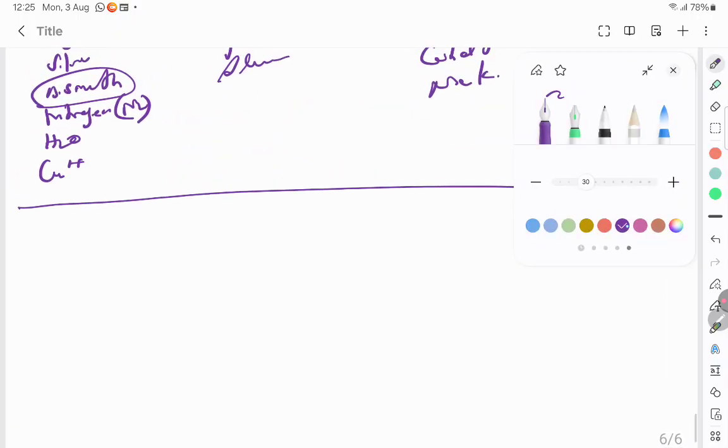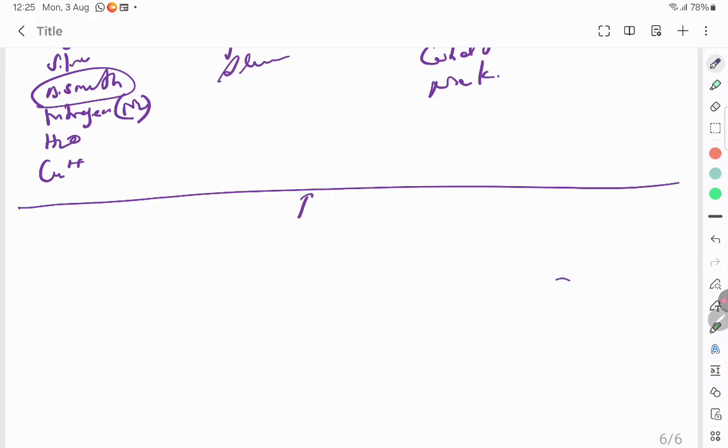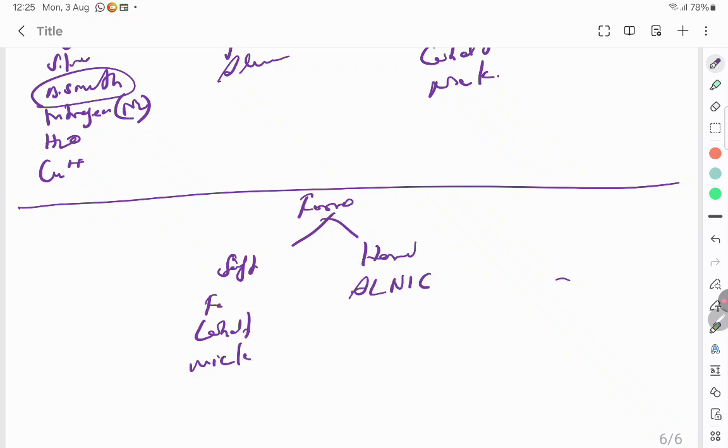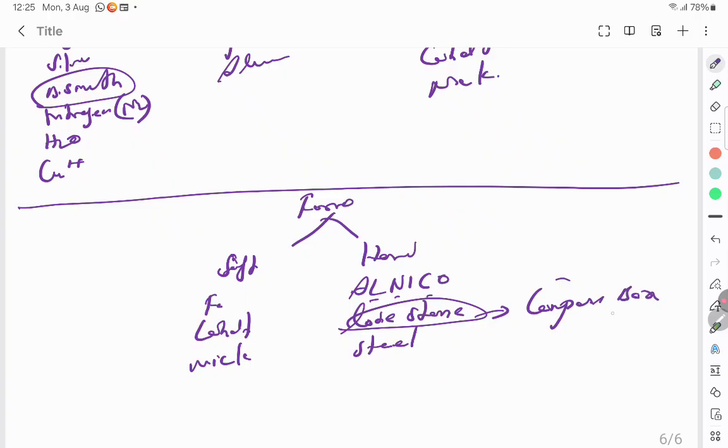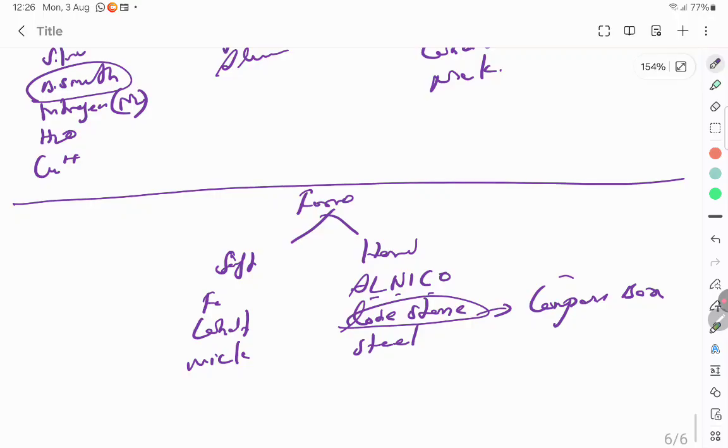Okay, ferromagnetic itself has 2 categories. It's classified into soft ferromagnetic substances and hard ferromagnetic substances. Iron, cobalt and nickel are called soft ferromagnetic. Hard ferromagnetic substances are alnico, an aluminum, nickel and cobalt alloy, and then lodestone and steel, they are all hard ferromagnetic substances. And this lodestone is what a compass box is made of. You must have lifted a compass box, it will be very heavy.